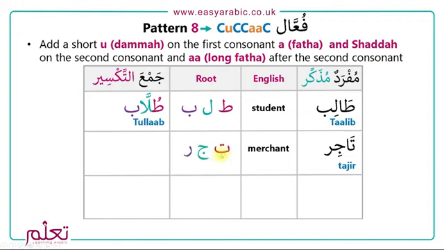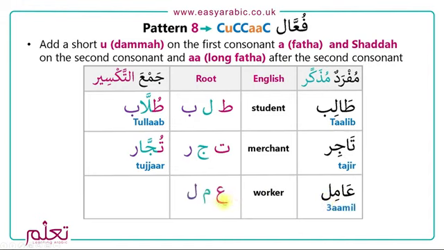The next one is tajir, tajir, which is merchant. So we have ta, jim, and ra. The ta will have the dhamma, and then the jim will have the shadda and the fatha, tujjar, then the alif, and then the ra. So tujjar, tujjar.